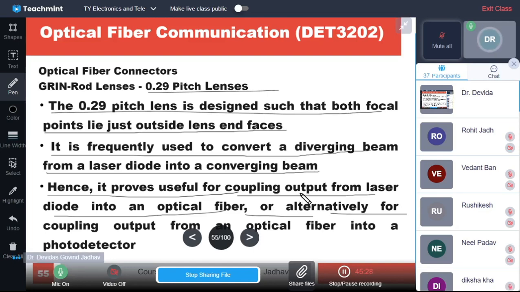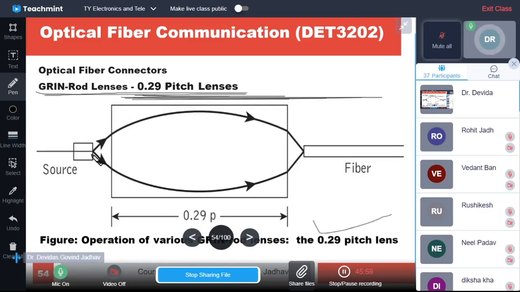Okay. For joining fiber to fiber, there are alternative couplers and connectors. But if we want to join, we can join it. But basically they are used for coupling source to fiber and also fiber to detector. So what is the use? It converts a diverging beam from a laser to a converging beam. So this is divergence, going away from each other, and this is convergence, they are coming together, getting focused.